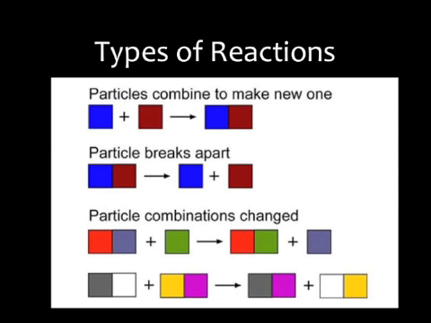One type is that you can have particles combine to make one new compound. Sometimes you have one compound that breaks apart and gives more than one product. Sometimes you have some combinations changing. So here we start out with orange and gray plus the green. We end up with orange and green, and then with the gray by itself. Down here, you can see that these two switch which one they're combined with to get 2 new products on the bottom. So that's one example.